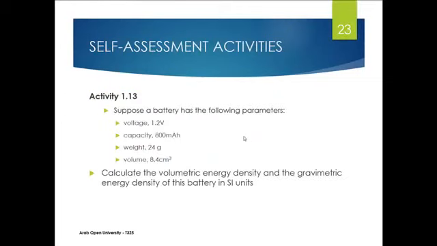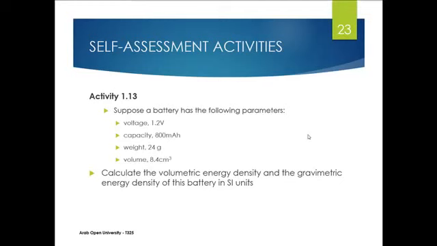So let's consider this kind of activity. This is a typical exercise to practice the calculation of the figures of merit. We have the voltage, the capacity, weight, and volume. In order to calculate the volumetric energy density and gravimetric energy density, we need to calculate first the energy. The energy, as we have seen before, is equal to capacity times voltage.